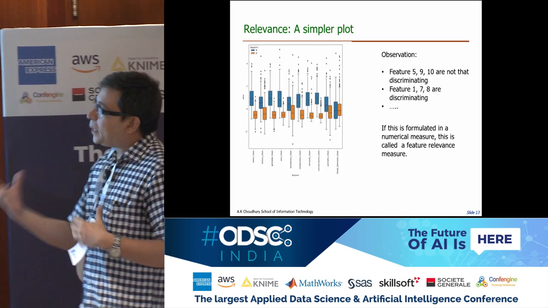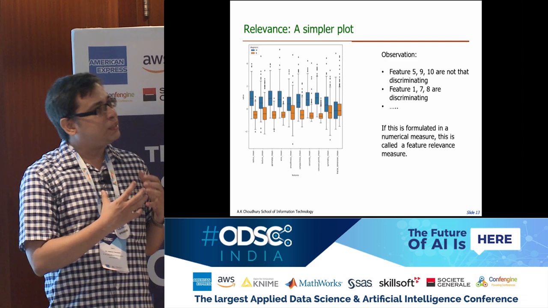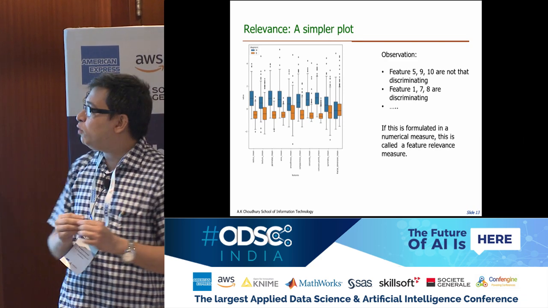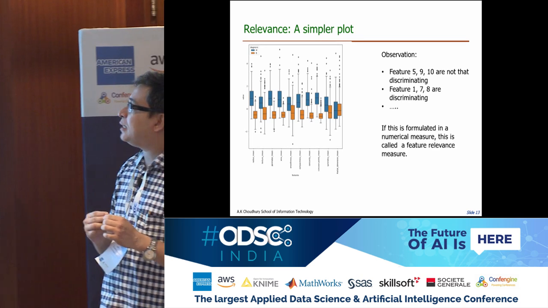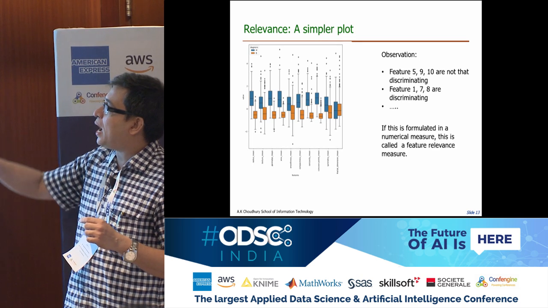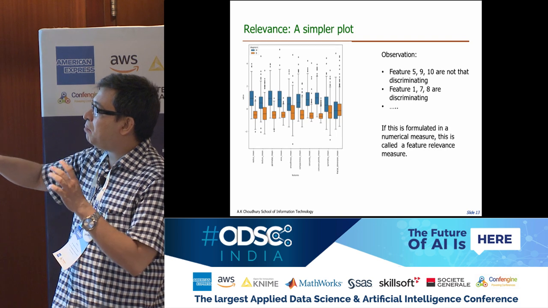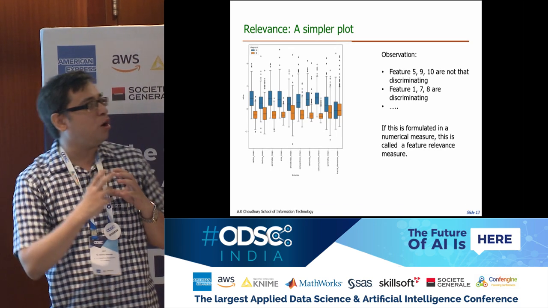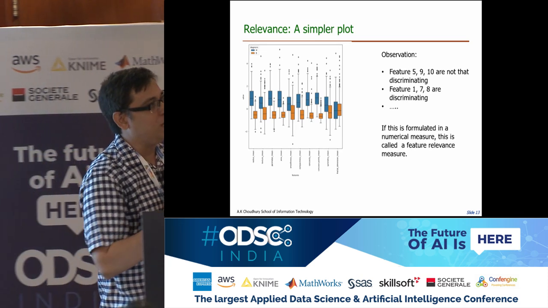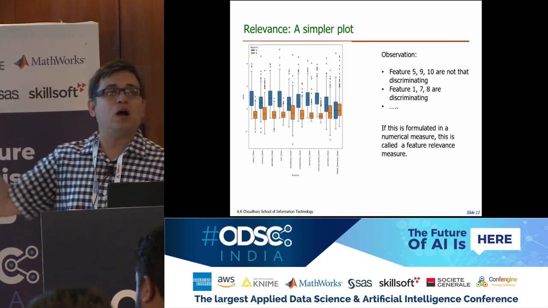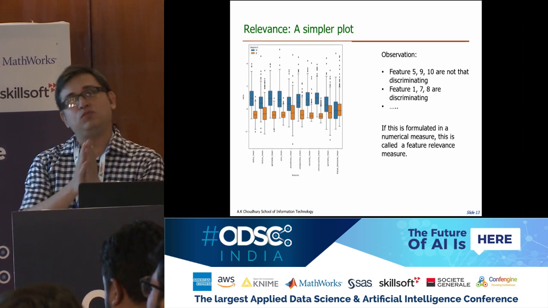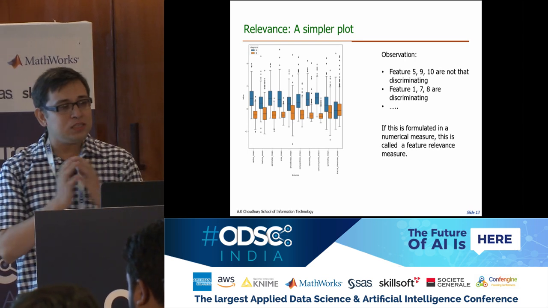It is another way of looking at the same thing, but a box plot gives you another thing, which is the outliers. If you are comparing, let's say, feature 3 and feature 8, they may have the same amount of separability, but feature 8 has much more outliers. So you want those features which have fewer outliers. Okay, so these are some intuitions.